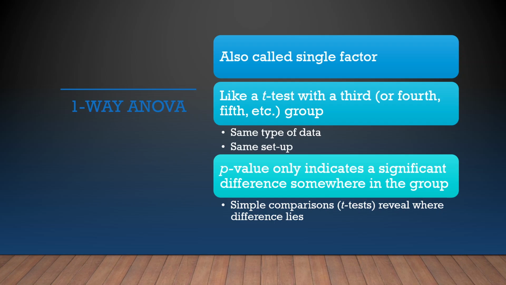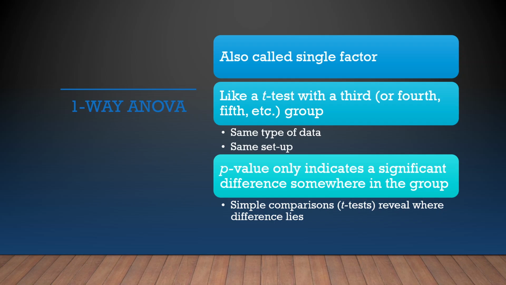So we'll talk about one-way ANOVA. It's also called a single factor ANOVA. It's basically like a t-test with a third group or a fourth or fifth group or whatever. It's the same type of data, use the same setup, and the only difference is that the p-value is just going to tell you that there is a significant difference somewhere in those three bars.